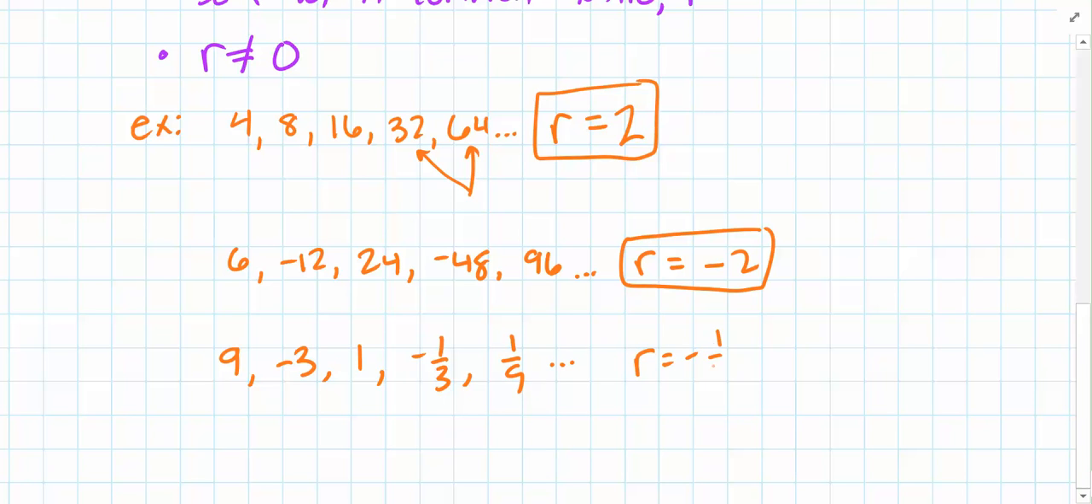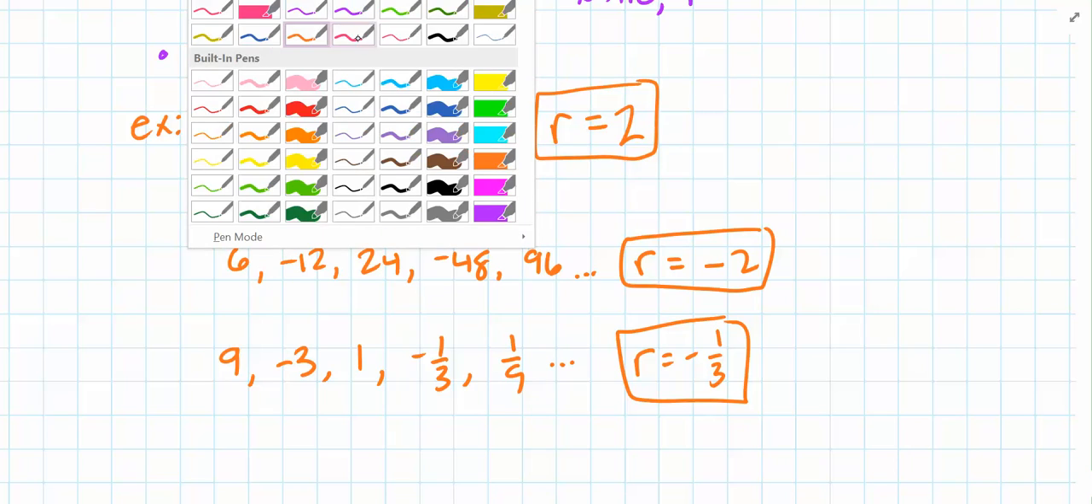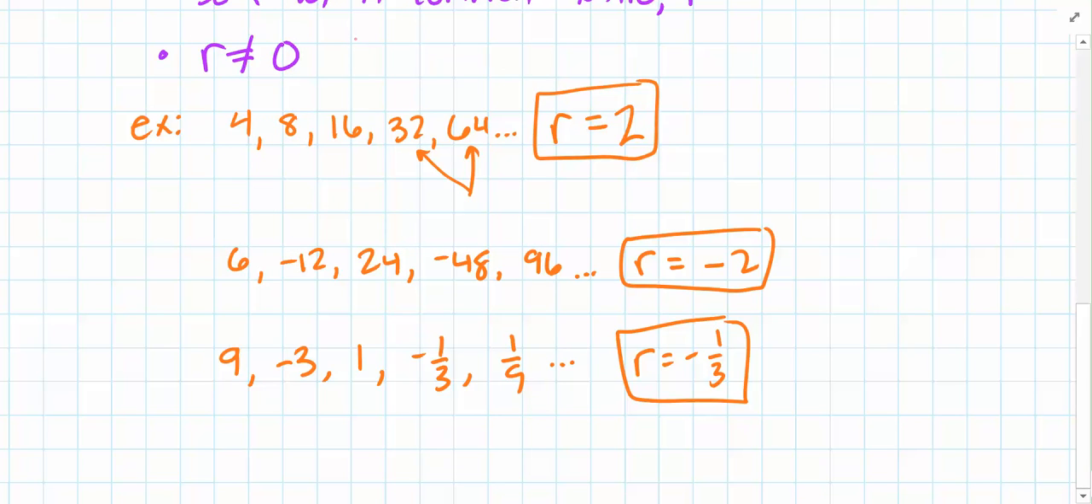Can I ask you how you got negative 1/3 out of this? What did you do? Well, it was going down. I mean, 3 is 1/3 of 9. Yeah, and so it's negative. Yeah, pick any term, 1, divided by the term before it, 1 divided by negative 3. There's your ratio every single time, right? Pick any term divided by the one before it. That will give you your common ratio.